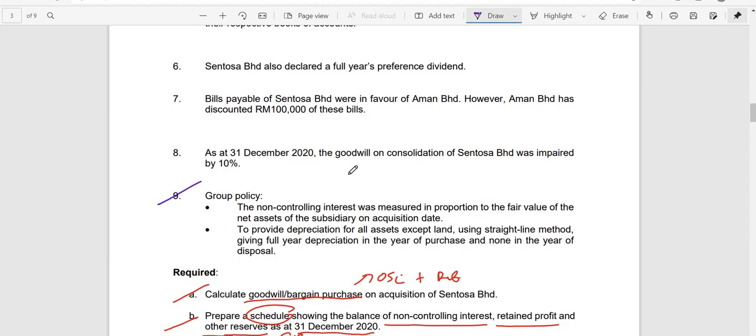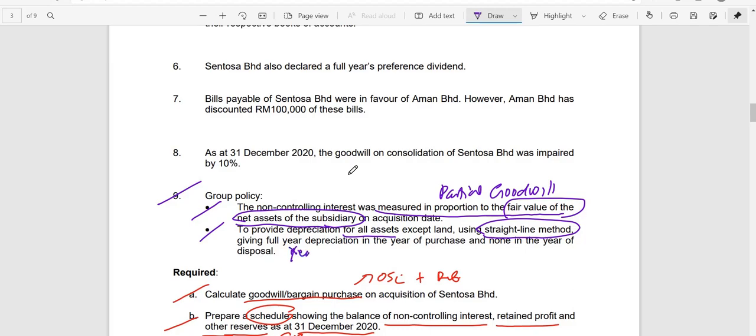So number 9, which is on the measurement of the fair value, the goodwill is actually partial goodwill because it is measured at the proportion of the fair value of the net asset of the subsidiary. So this is actually partial goodwill. And on top of that, just to remind you that the depreciation for this company, for all assets except for land that is not depreciated, they are all using straight line method, and it was adopting the yearly basis.